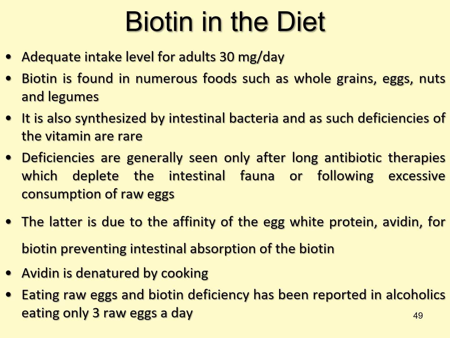Deficiencies are generally seen only after long antibiotic therapies which deplete the intestinal flora, or following excessive consumption of raw eggs. The latter is due to the affinity of the egg white protein avidin for biotin, preventing intestinal absorption of biotin. Avidin is denatured by cooking, which means at high temperature avidin can be denatured because it is a protein. Biotin deficiency from eating raw eggs has been reported in alcoholics. Eating even 3 raw eggs per day is not recommended.